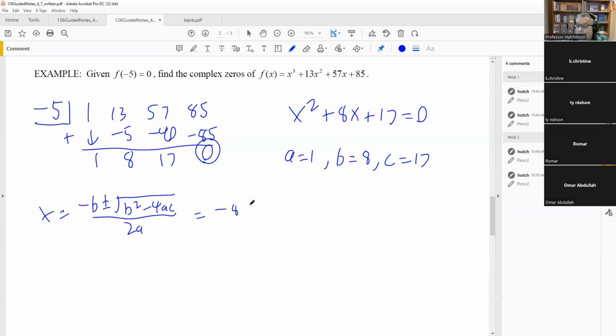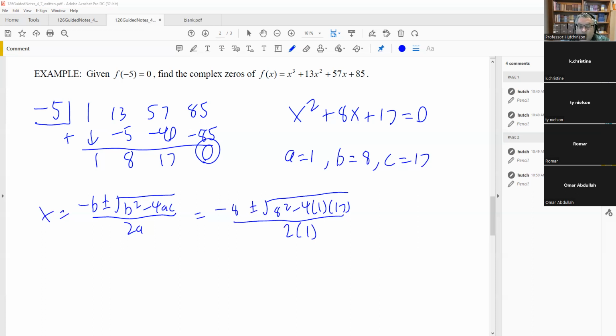We get negative 8 plus or minus the square root of 8 squared minus 4 times a is 1, c is 17, all that over 2 times a, the a is 1 in this case. So that's the first step, is just plug everything into the quadratic formula.